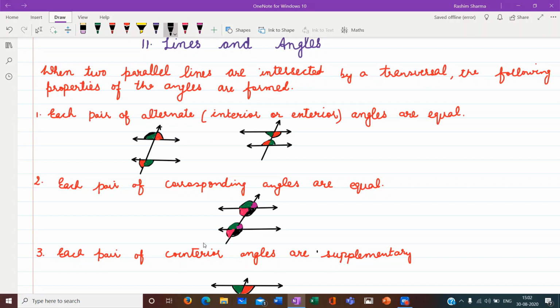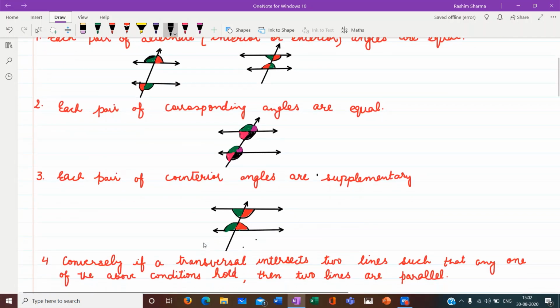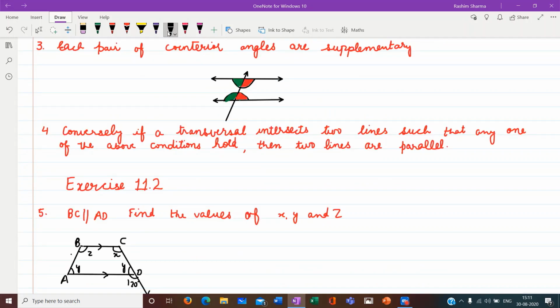Next we have each pair of co-interior angles are supplementary. Here we can see these are co-interior angles and they are supplementary, means the sum of both will be equal to 180 degree. Alright. Next point is, if a transversal intersects two lines such that any one of the above conditions hold, then the lines are parallel.